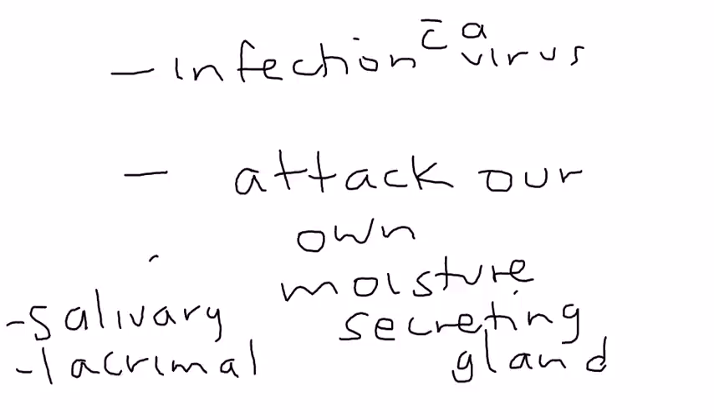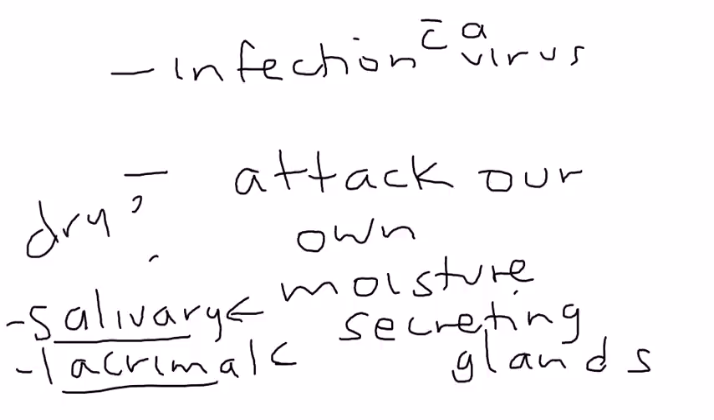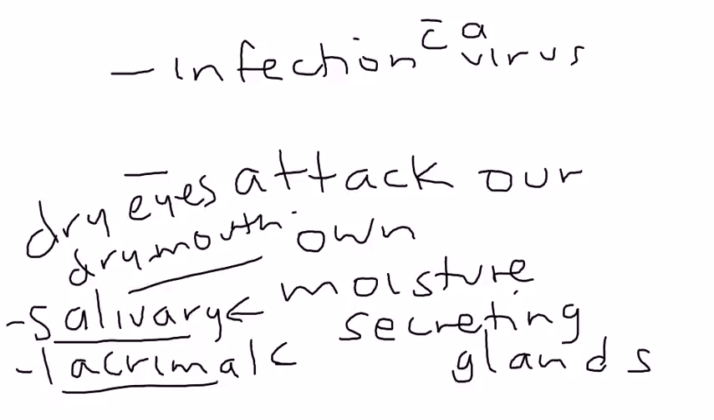Okay, so if the moisture secreting glands, these two in particular, are attacked through an autoimmune disorder known as Sjögren's, what are the symptoms? Well, salivary glands produce moisture in the mouth, and lacrimal glands are involved in producing tears. So if those two glands are not secreting the tears and the saliva, you get dry eyes and dry mouth. So if there's anything you need to remember for Sjögren's, it's dry eyes and dry mouth.